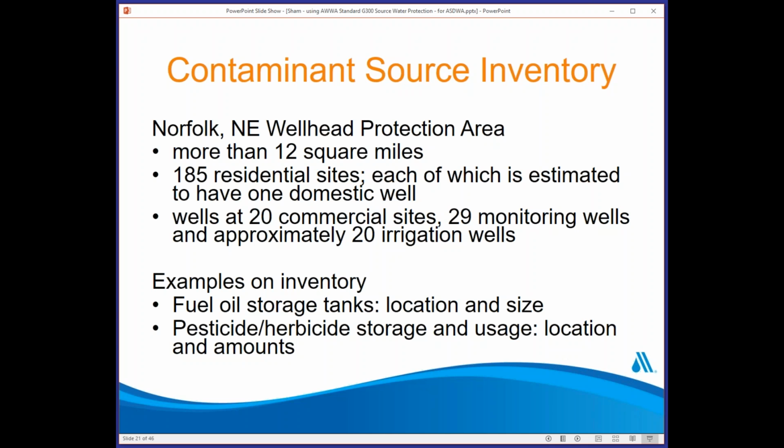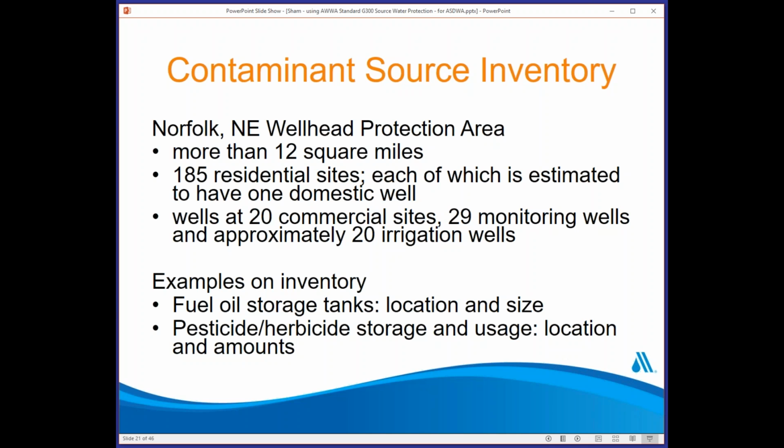So here, this is an example of Norfolk in Nebraska. When we look at the wellhead protection area, we can determine that this wellhead protection area is about 12 square miles, and in it we have 185 residential sites, each of which is estimated to have one domestic well. So we know that even though we might not be looking at a public water supply well, there will be a lot of private wells that also could be affected by these potential contamination sources. There are also wells at 20 commercial sites, and we can see that in here we have 29 monitoring wells and also approximately 20 irrigation wells.